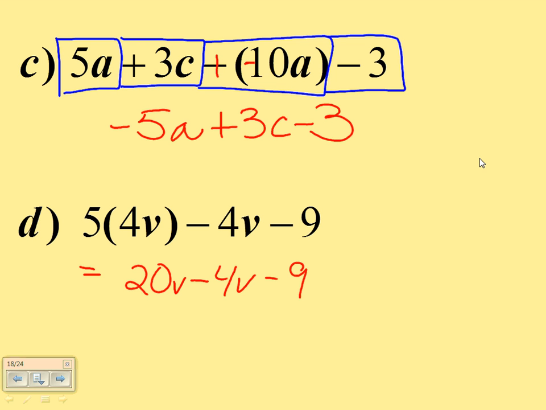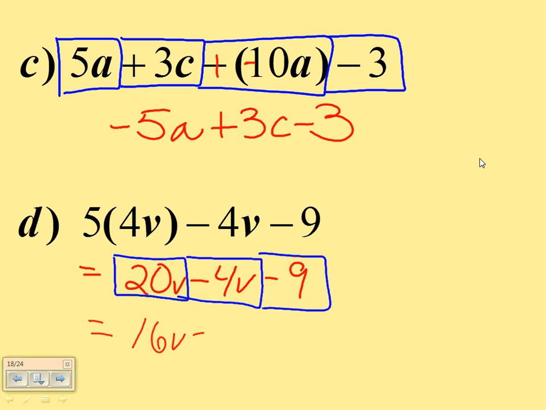At this point, what I'm going to do again is box all my terms. Now, after a while, you guys don't have to do this, but at this moment, I'd like you guys to please do this right now. So for this particular one, I have 20v minus 4v minus 9. My two like terms are 20v and minus 4v. So what's my answer going to be? 20v minus 4v is 16v minus 9. That's my answer.